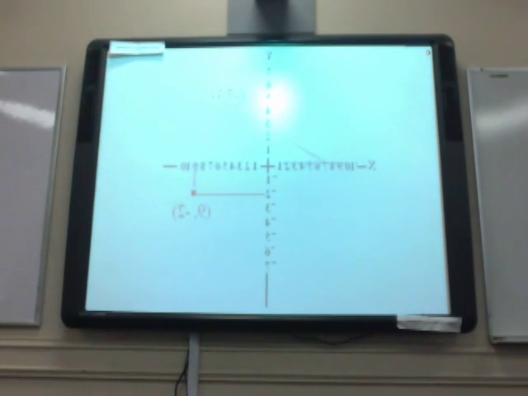Negative 7, 3. We have negative 7, and y is positive 3. That gives us the location of the dot and the ordered pair. If we have negative 4, negative 2, that gives us the location of the dot, and there we have the ordered pair, negative 4, negative 2.